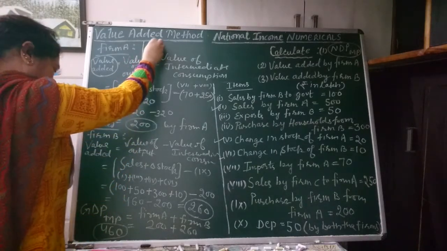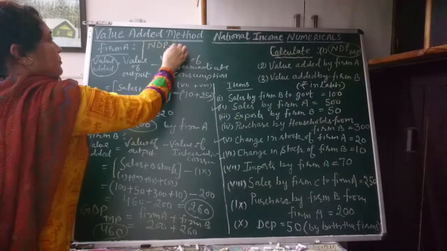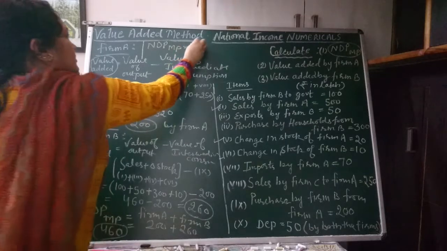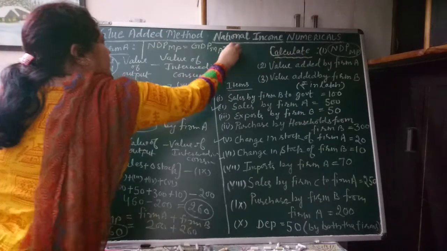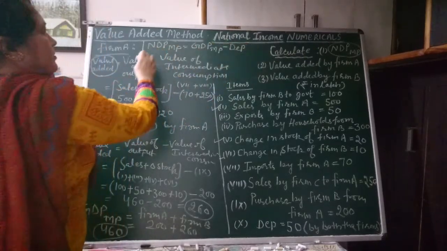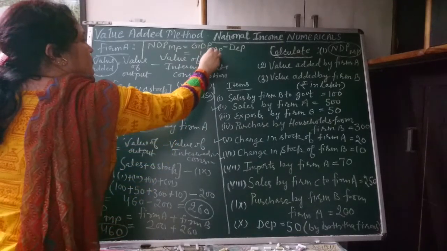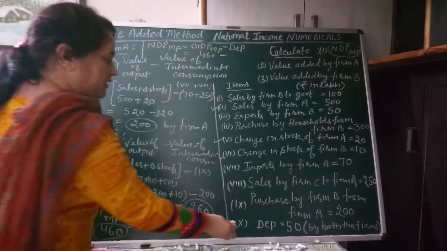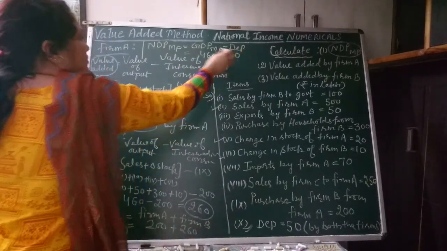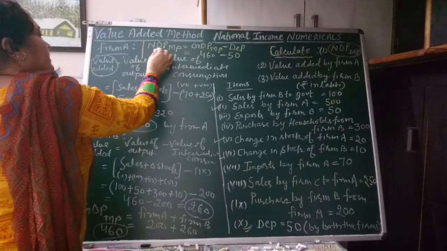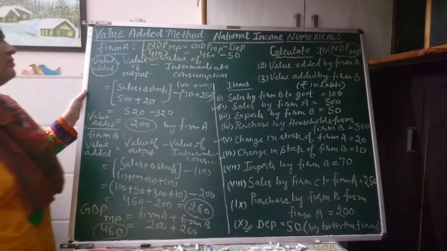We have calculated GDP at MP. If we deduct depreciation from it, then we can calculate NDP at MP. The value of GDP at MP by both the firms is 460, and the value of depreciation, the last value, is 50 by both the firms. So NDP at MP will be 410 by both the firms.